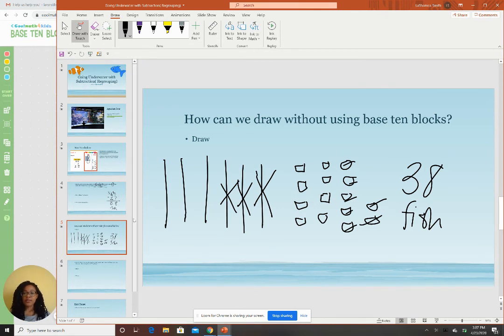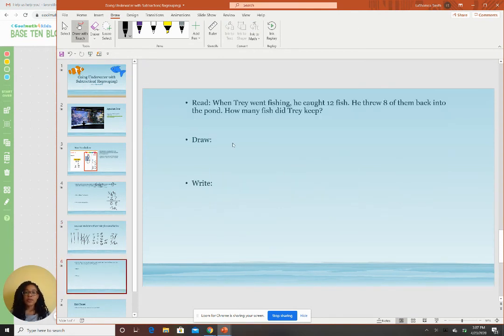All right, so we're gonna do one more example. So when Trey went fishing, he caught 12 fish. He threw 8 of them back into the pond. How many fish did Trey keep? So he caught 12, he threw 8 back, and we're trying to figure out how many fish did Trey keep. So we're gonna draw without using our manipulatives, okay?